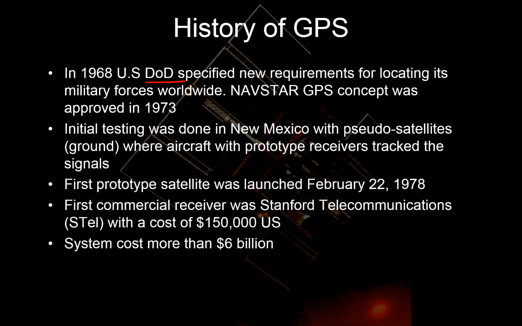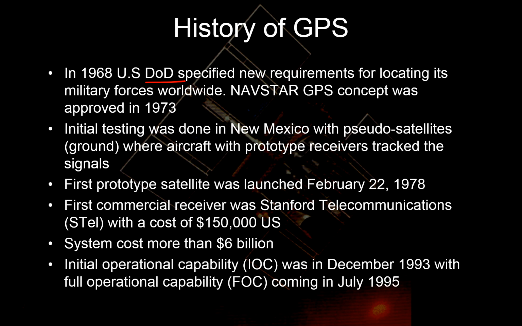The system cost more than $6 billion. Now that's a very, very low number. This is obviously the initial stat for what the system was planned on costing. Today, every satellite that's launched costs hundreds of millions of dollars for the whole development of the satellite, the launch costs, everything like that. So this number would be substantially increased, and we're going to view a website here, the official civilian website for GPS, and we might be able to get some more information on that.